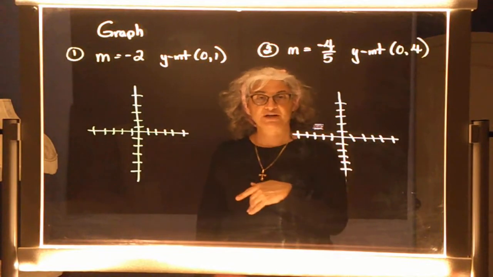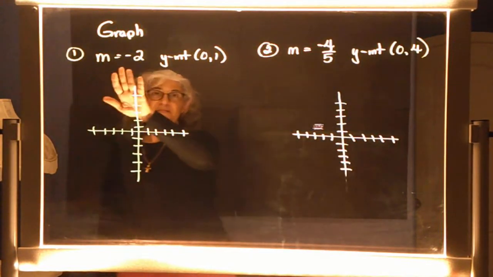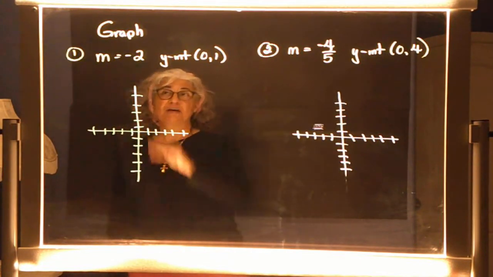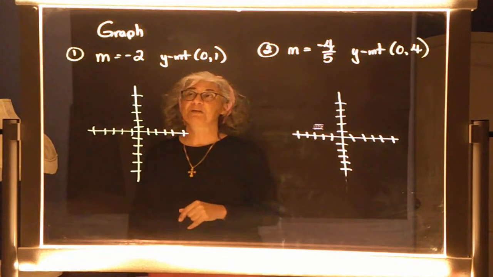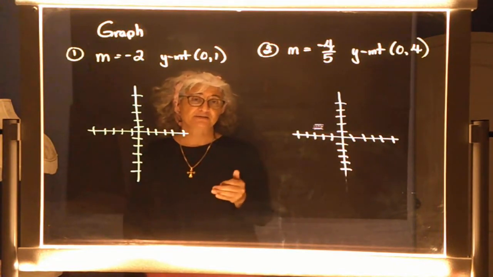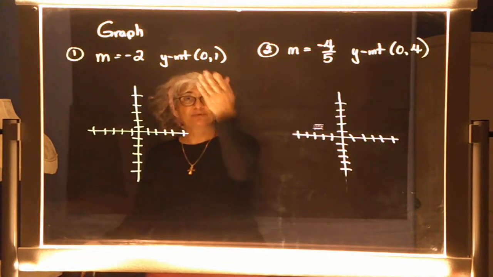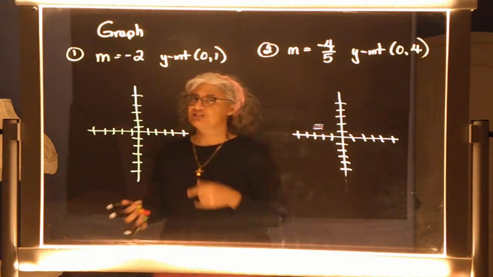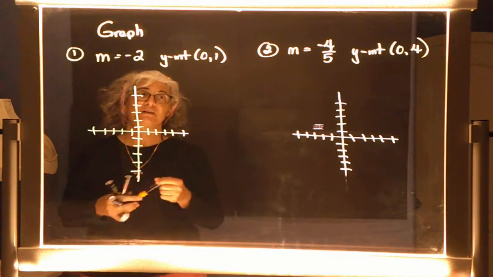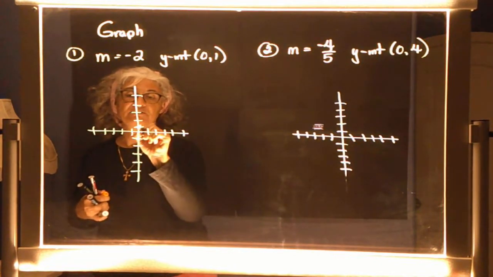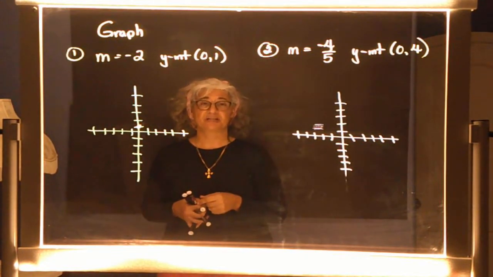Okay, so let's go graph those two problems we just found the slope and the y-intercept for. So here was the information for the first one. We found the slope of -2 and the y-intercept of 0, 1. And we know it's supposed to be a line, correct? So how many points make a line? Good, 2. How many points do I have? Yeah, just 1. So I'm at least going to plot that 1 point that I've been given. And that point is 0, 1. Right there. Now, I need a second point, don't I?